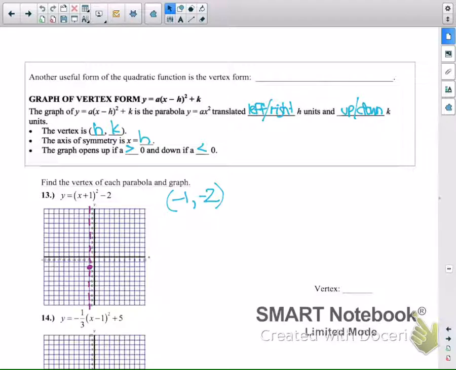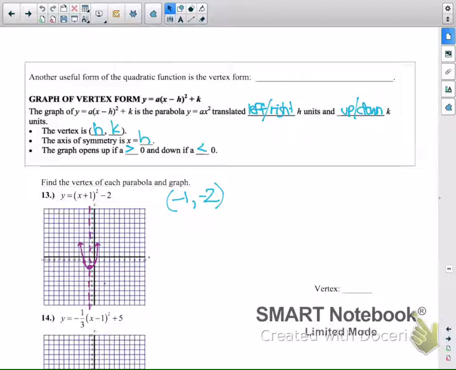And from talking to the Algebra 2 teachers, you were mostly taught to use the slope of the A. In number 13, what is my A value? 1. So that basically means to get a point on either side, I go up 1, right 1 from my vertex, and I go up 1, left 1 from my vertex. How do I know it goes up? Because my A value is positive. And that is enough to give me the basic shape of my quadratic.